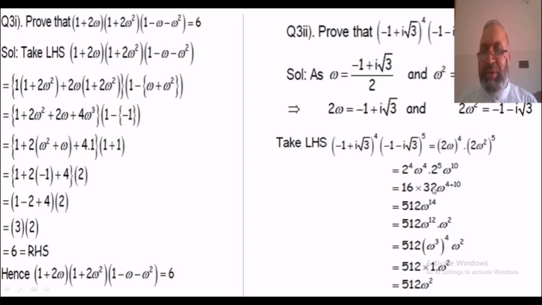By multiplying 16 with 32, we get 512 ω¹⁴. Now transform ω¹⁴ into the simplest form of ω. So that becomes ω¹² into ω². ω¹² we can write as (ω³)⁴ into ω². Since ω³ is equal to 1, putting the values, 1⁴ into ω². 1⁴ again is equal to 1. So we get 512ω². That is the right side of the question, which is proved.